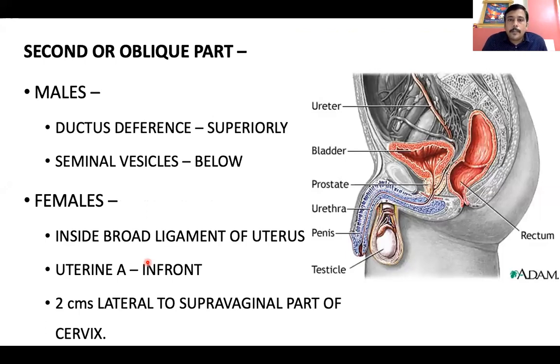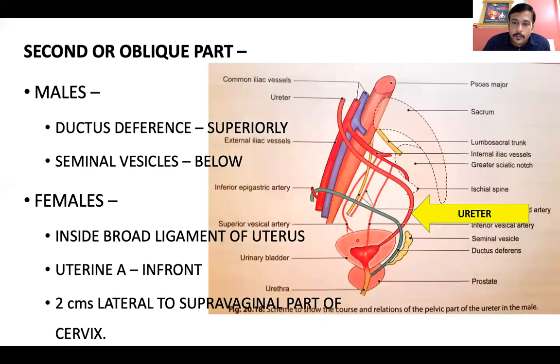Second is the oblique part. In males and females, we have different relations for this particular second part. In males, we have the ductus deferens superiorly and seminal vesicles inferiorly. So you can see this is the male pelvis. Okay, so it's a representation picture once again. You can see the pelvic ureter here. Just superiorly we have the ductus deferens. The green color is the ductus deferens here. Okay, inferiorly we have the seminal vesicles.